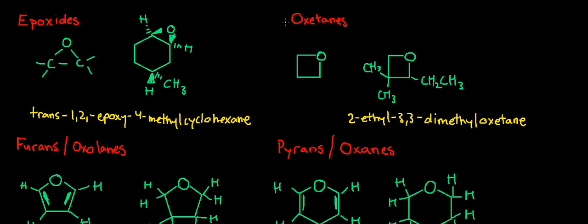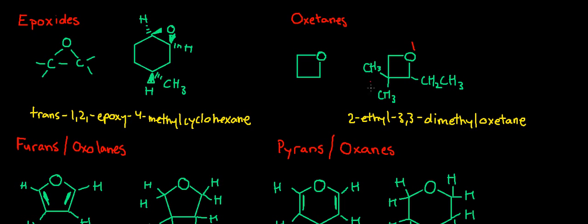The next group, the 4-member rings, oxetanes. You don't see these too often because of the ring strain, just like with the 4-member carbon rings. But to name these, you take this as the base and then name it accordingly. You always start with the heteroatom as number 1. The heteroatom is just a fancy term for the atom that is not carbon. So this will be number 1.